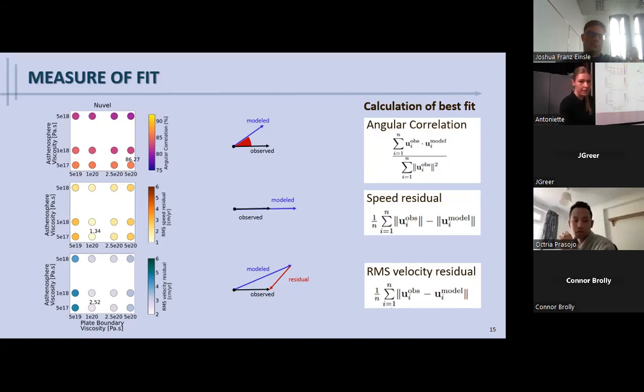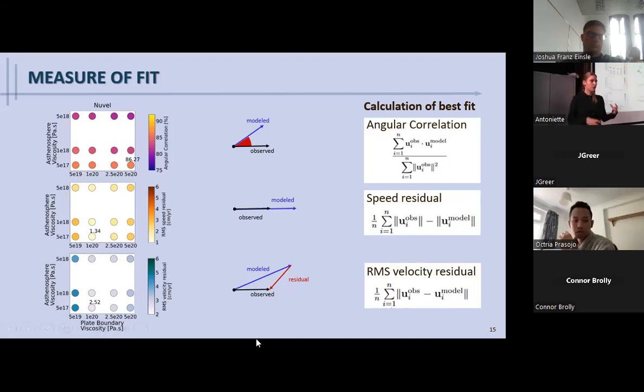And so here on the left, we see these different models that we ran. Again, the 2 axes are plate boundary viscosity and asthenosphere viscosity. The color of the dots shows us how good this angular correlation is. So the more yellow, the better the fit. The other 2 criteria are the speed residual, so the difference between the speed of the plates predicted by our models and the speed in the observation. That's just the difference between the 2, which only looks at the speed and not at the direction. That's in centimeters per year, and the lower the number, the better the fit. That would be the more whitish colors here.